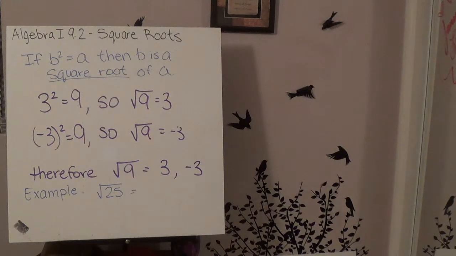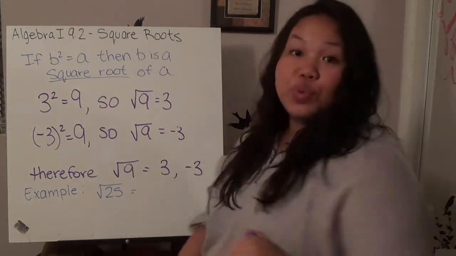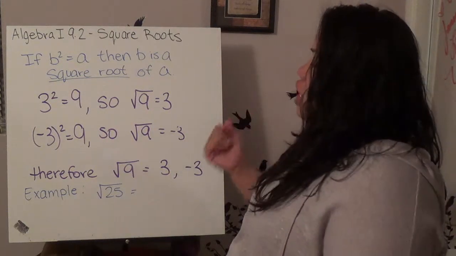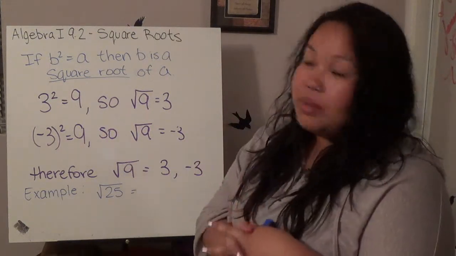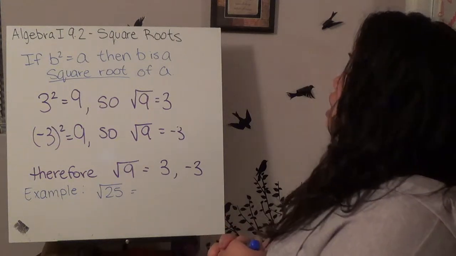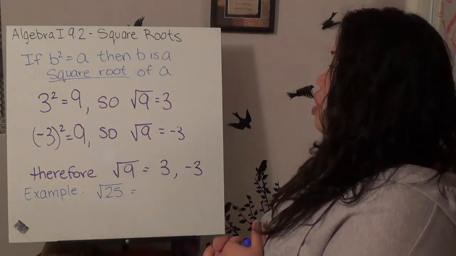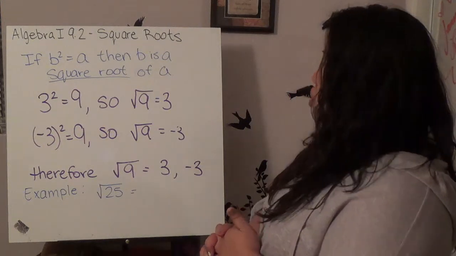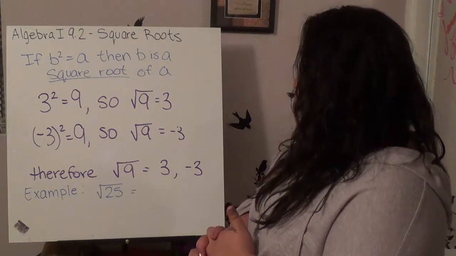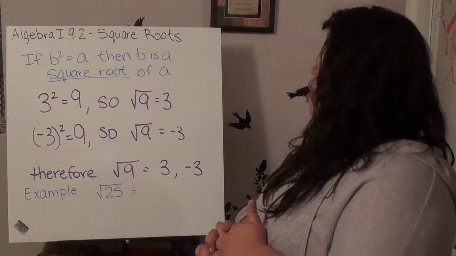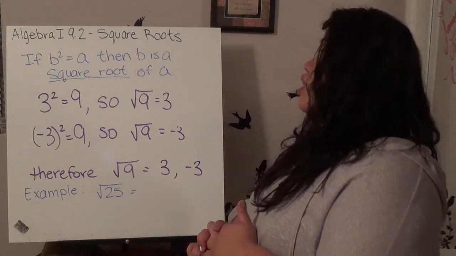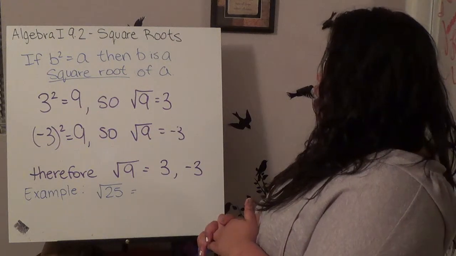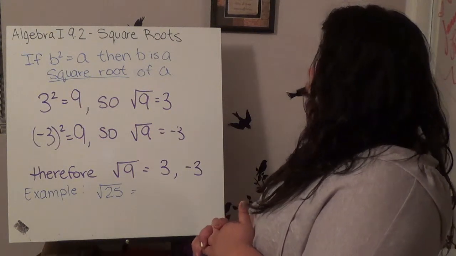In Algebra 1, Section 9.2, we're starting with square roots. Now you've seen square roots and you're able to do them in calculators. Now we're going to work with them more closely. Basically, the definition of square root is that if I have b squared and it equals this number a, then b is a square root of a. That means the square root would be two numbers that, when multiplied together, get you a.